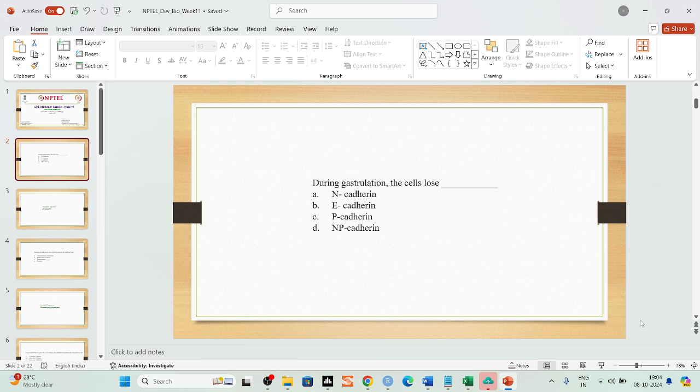Our first question is: during gastrulation, the cells lose A. N-cadherin, B. E-cadherin, C. P-cadherin, and D. NP-cadherin. These are your four options. I'll give you 2 minutes. After 2 minutes, I will switch the screen. Whatever answers you think, please write it in the message box. Your time starts now.